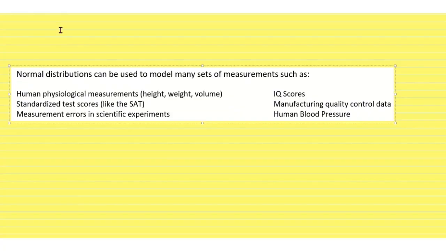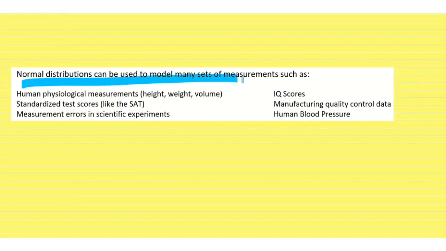Normal distributions can be used to model many sets of measurements, such as human physiological measurements like height, weight, and volume, standardized test scores like SAT or ACTs, measurement errors in scientific experiments, IQ scores, manufacturing quality control data, that might include defects in production, and human blood pressure. So those are just a small sample of the types of real life situations that normal distributions can be used to model.